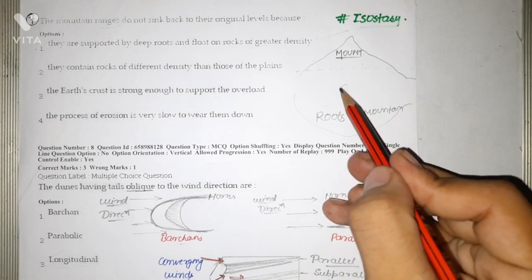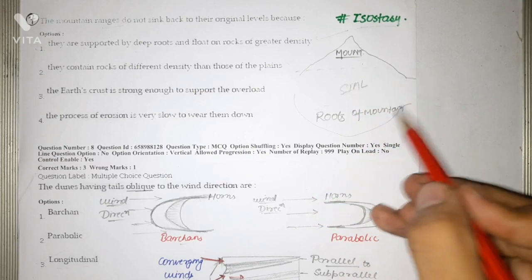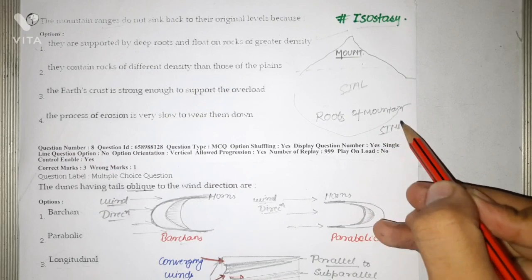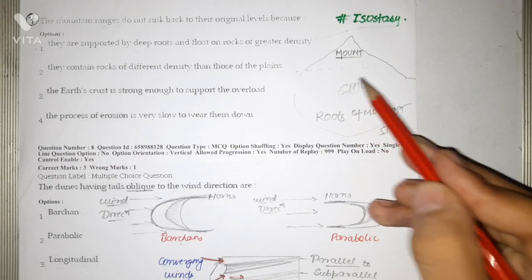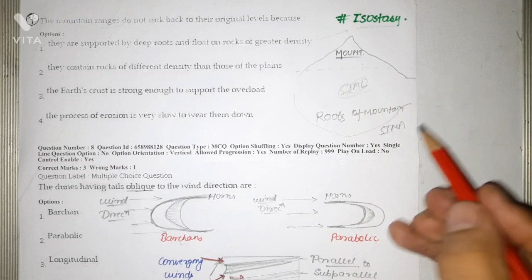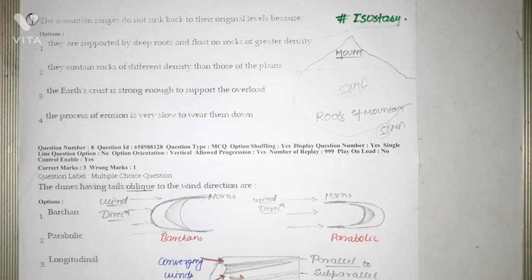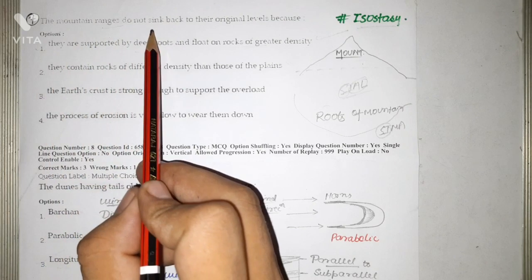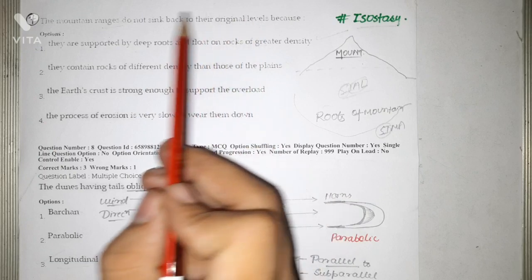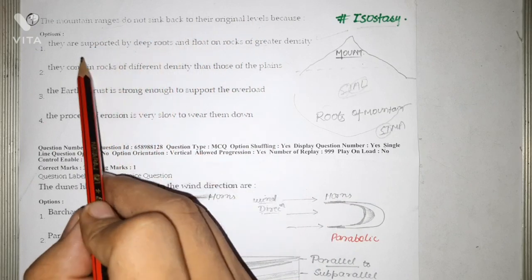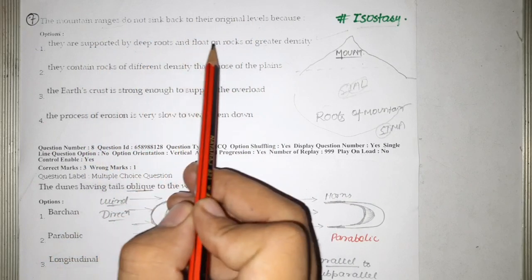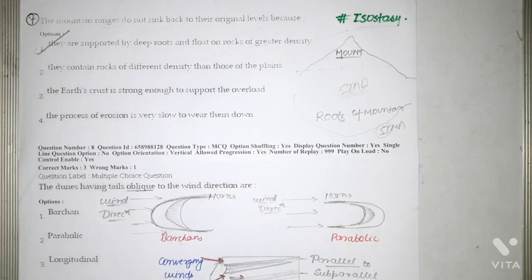Let's say this is Sial and this will be Sima. Sial represents silica and aluminum, and it has a lower density as compared to Sima, which stands for silica and magnesium. So it is clear from isostasy that mountain ranges do not sink back to their original levels, or mountain ranges are floating, because they are supported by deep roots and float on rocks of greater density. Okay, now coming to the next question.